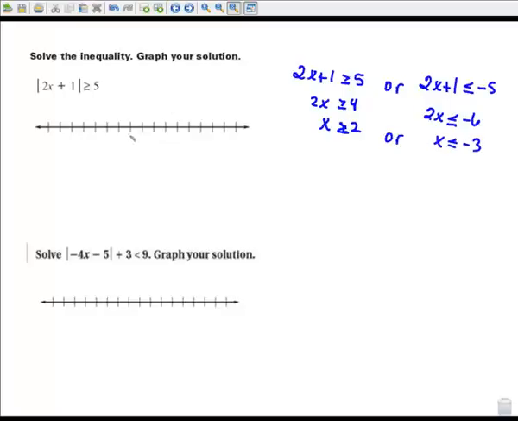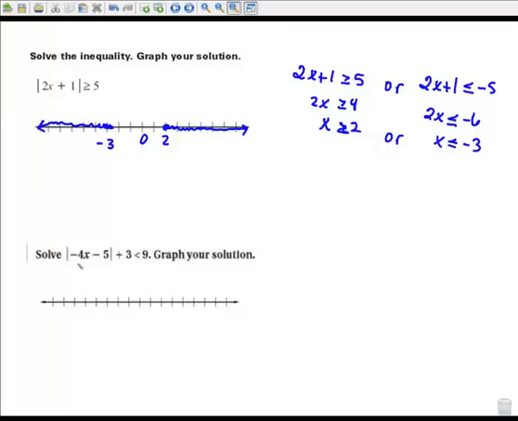So when I graph this out, if I put 0 right here, x is greater than or equal to 2, so that's all of this. Or x is less than or equal to negative 3, so that would be all of this.